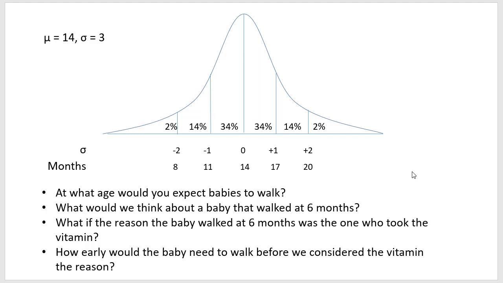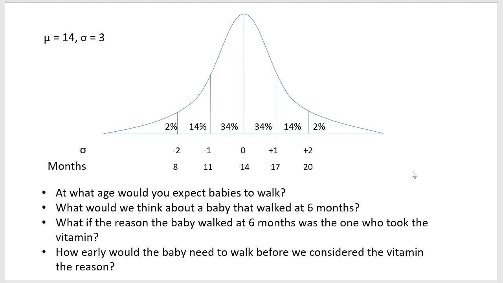At what age would you expect babies to walk? Well, if you had to guess, you would say, probably 14 months. But within reason, based on the data that we have here, what do you think? Are you thinking between 11 and 17 months? Because if you thought that, you'd be thinking that 68% of babies walk between 11 and 17 months. Are you thinking maybe 8 to 20 months? That would mean that 96% of the babies walk between 8 and 20 months.